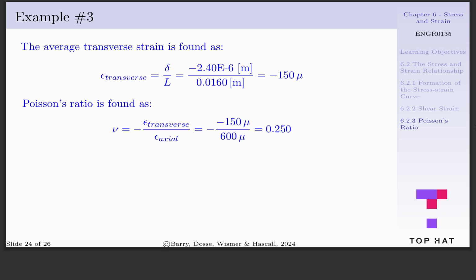We can find Poisson's ratio as the negative transverse strain per the axial strain. So the negative of minus 150 mu per 600 mu gives us nu equal to 0.25.